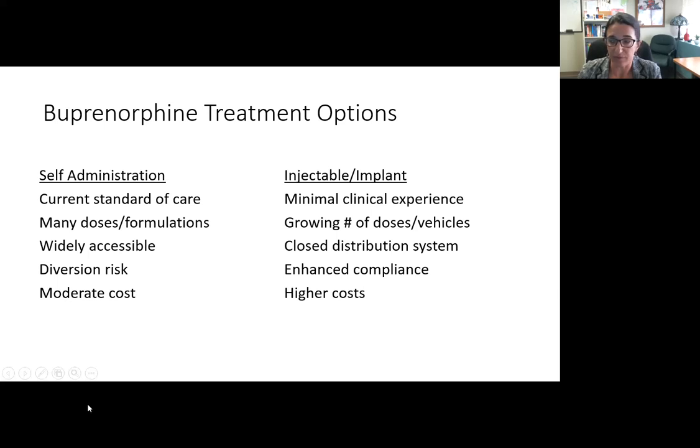The injectable form given just in the clinic has less, I would say, clinical experience, but I think at least we see a growing number of patients who are tolerating that well. And there's a growing number of doses and vehicles of administration. There's currently some in study now to help expand the options there. It is a closed distribution system, again, so that decreases the risk of diversion. However, it does have higher costs associated, so there's a bit of a PA process usually to have that one approved.